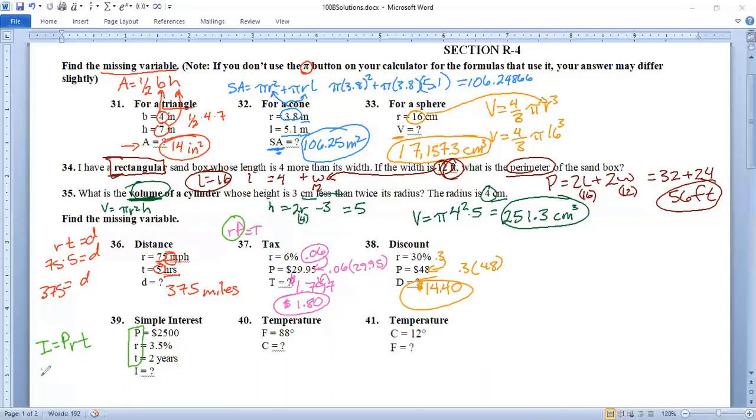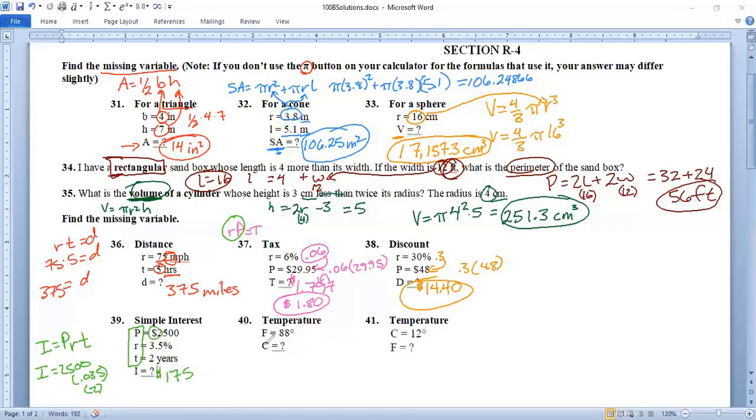Just like this one, only it happens over so many years. So this is going to be 2,500 times 0.035 times 2 years. So 2,500 times 0.035 times 2 years, and we get 175. And we're talking about interest on dollars here, so this would be $175.